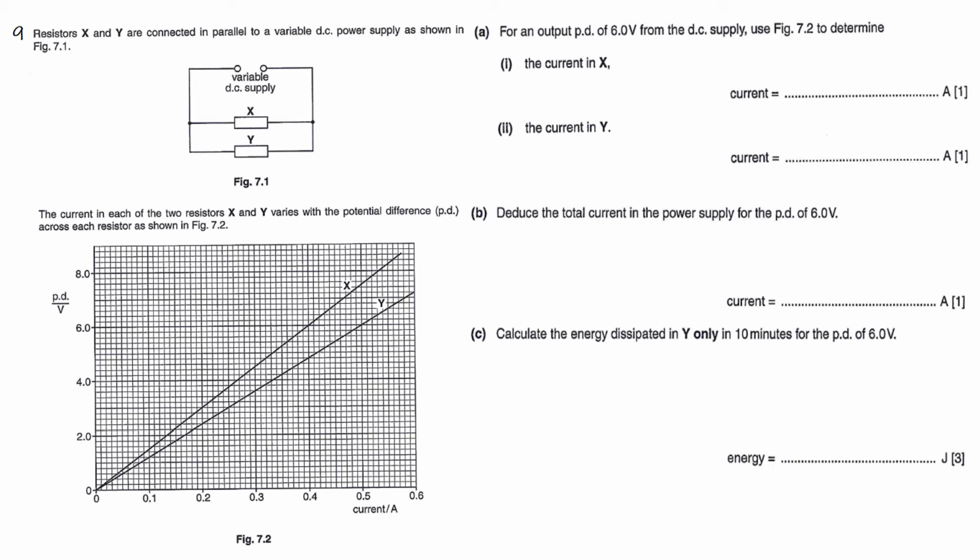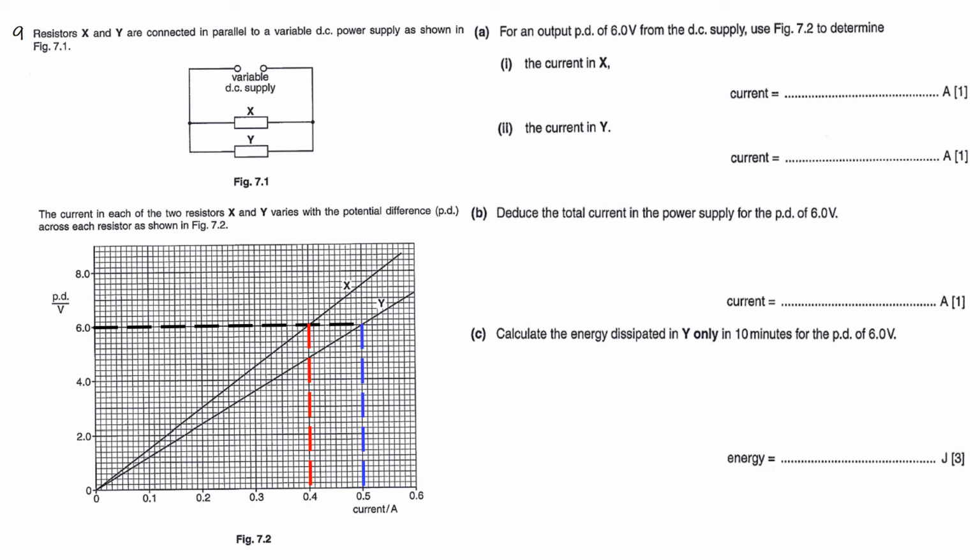Resistors X and Y are connected in parallel to a DC power supply as shown. We are given the V-I graphs for both X and Y. Part A says that for an output potential difference of 6 volts from the DC supply, use the graph to determine the current in X and Y. So we show the working on the graph itself. Use dotted lines to show your working.